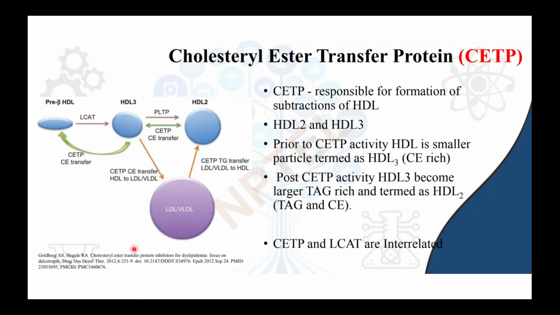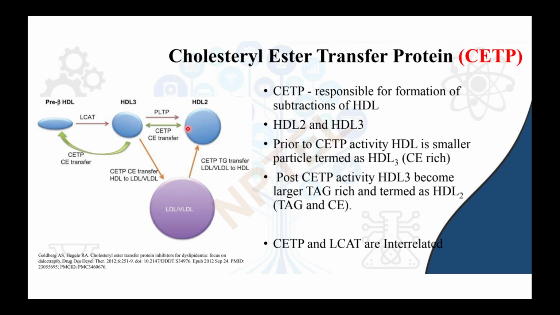Once the HDL3 has enough cholesterol esters, that cholesterol ester will be exchanged in exchange for triacylglycerol. So HDL3 will give the cholesterol esters to LDL and VLDL, and in return VLDL and LDL will give the triacylglycerols to this HDL. The HDL with more triacylglycerol and less cholesterol ester is called HDL2.